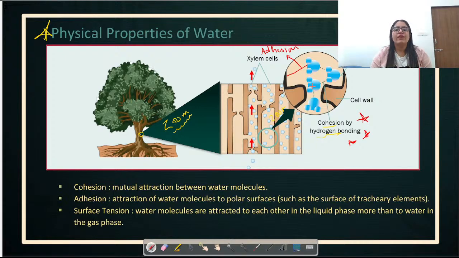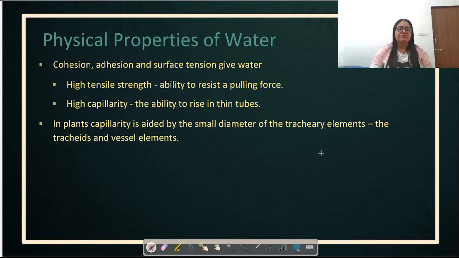So being in liquid phase, the adhesion and cohesion forces which are helping the water molecules to get pulled up against the gravity is actually greater in number, right? So surface tension is adding the value. Next, students, this is exactly what I was explaining, and you can read on the slide as well that adhesion, cohesion and surface tension, these three physical properties of water, give high tensile strength to the water molecules.